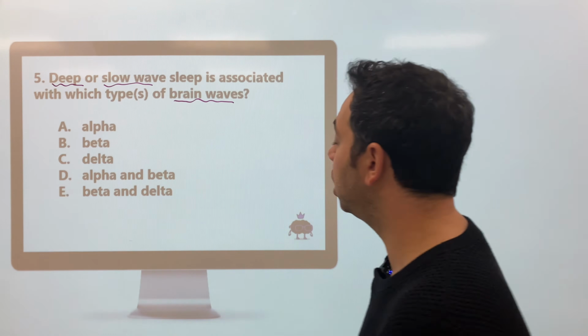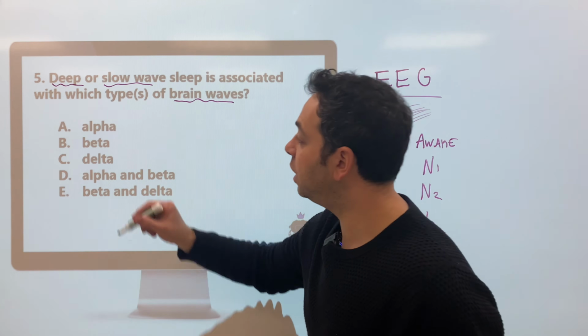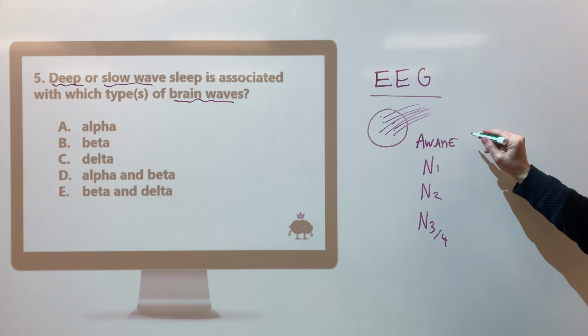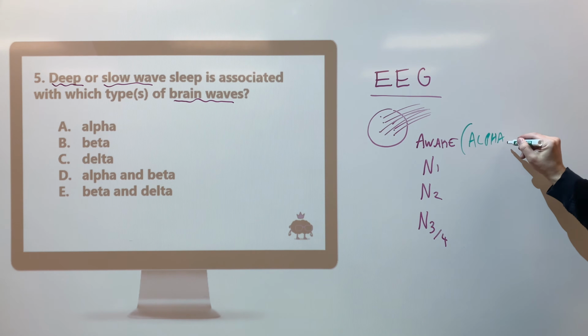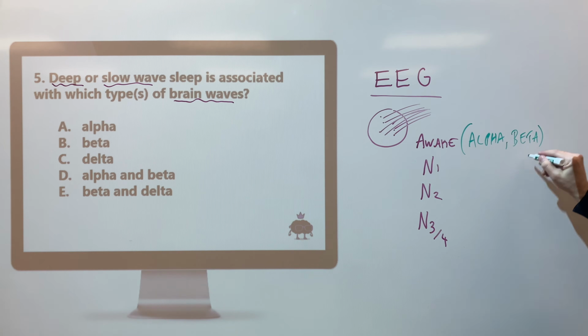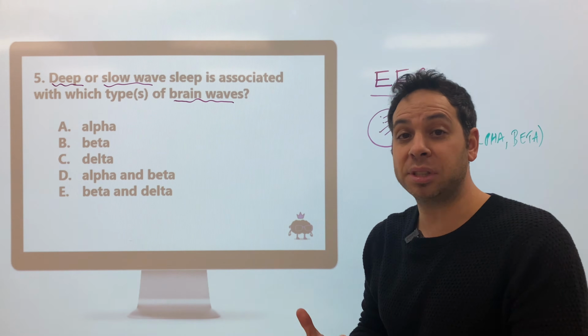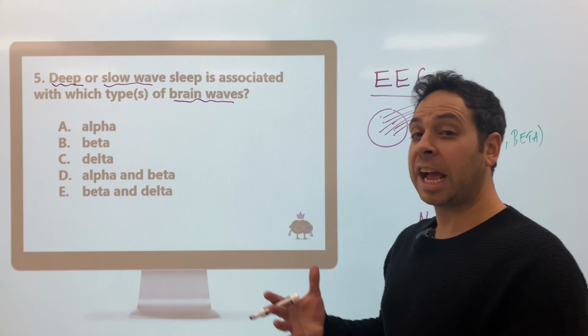Well, it kind of does, because what we know is that alpha and beta actually occur more in the awake stage. So we have an alpha wave and a beta wave. Beta is more awake. Alpha is more kind of tired and relaxed. So because of that, it's not really deep sleep. You're actually quite awake. All right, so does that help us answer our question?